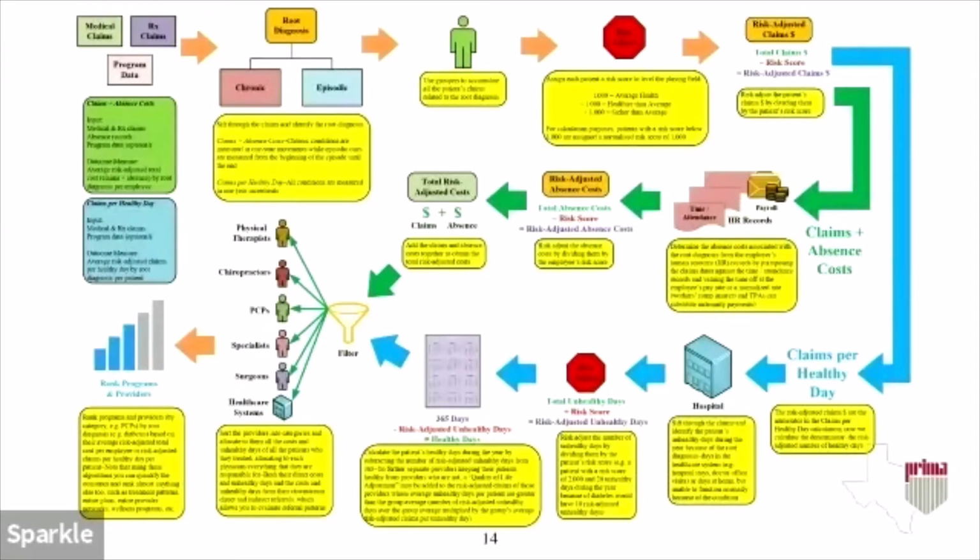And then we just rank things based upon the outcomes they've achieved, either their claims plus absence costs or the claims per healthy day for each diagnosis, say diabetes, asthma, whatever it is. And of course, the lower the number, the better the job. And you can do this across anything. We've been looking at providers, but you can do it across plans, provider networks, treatment protocols, anything at all.